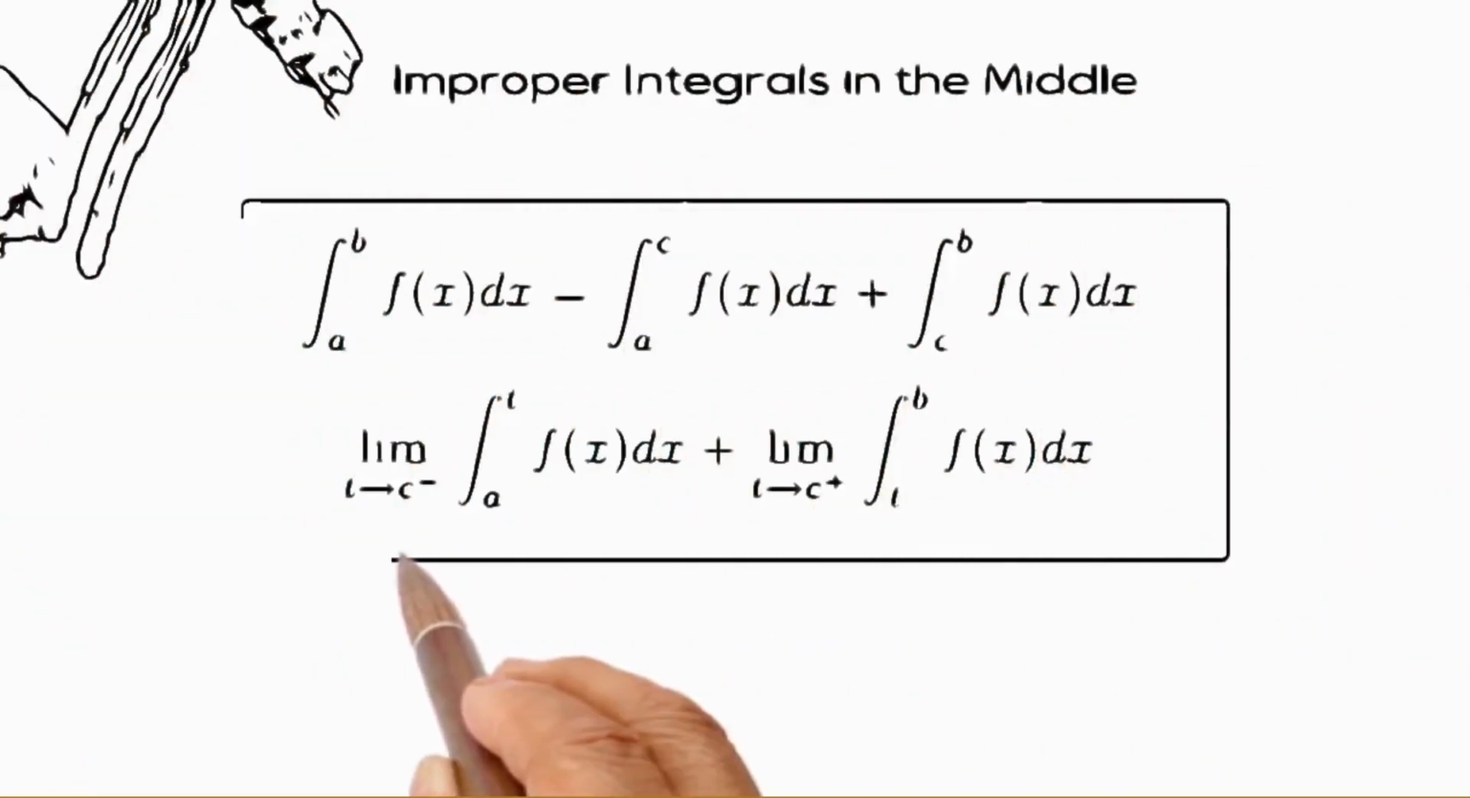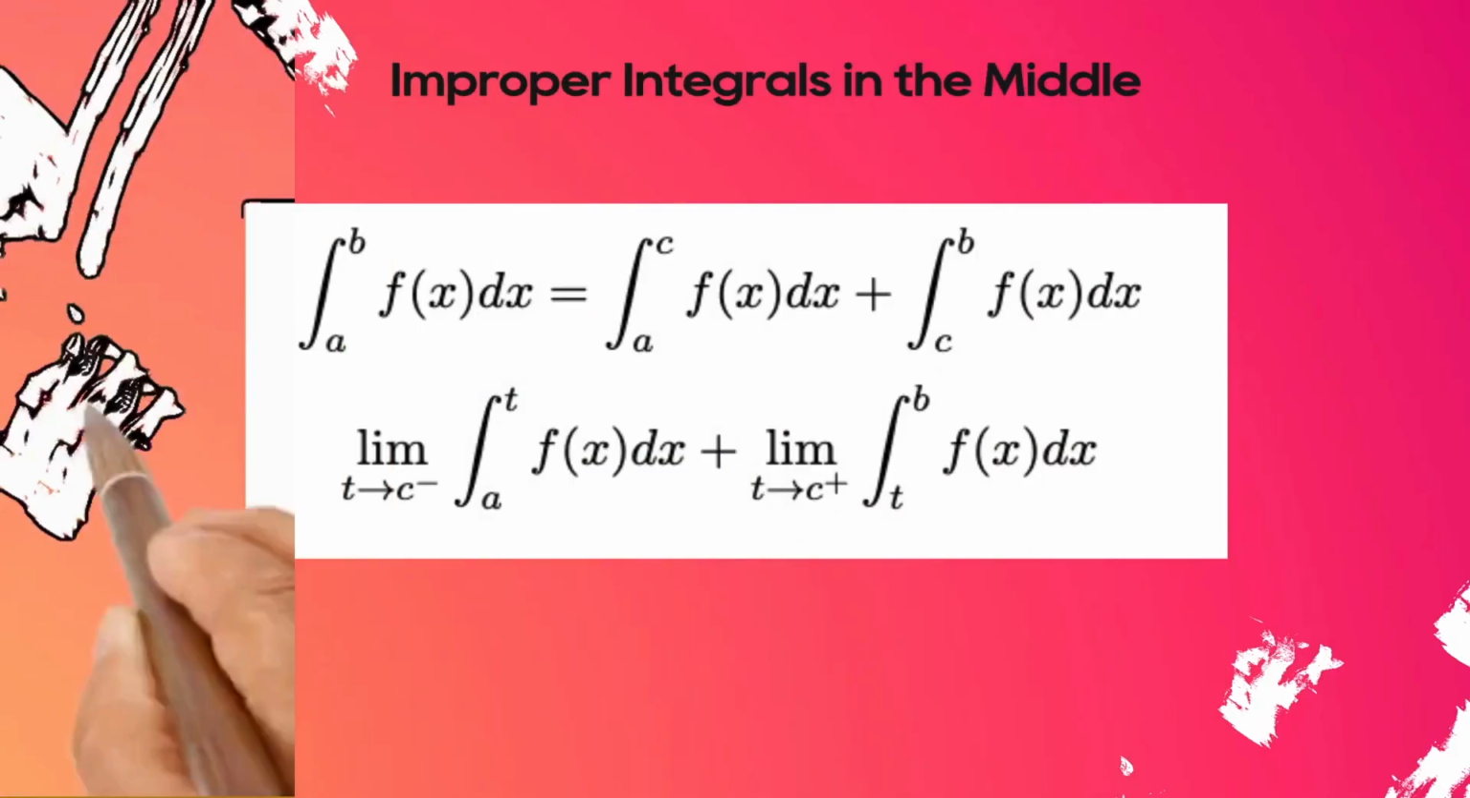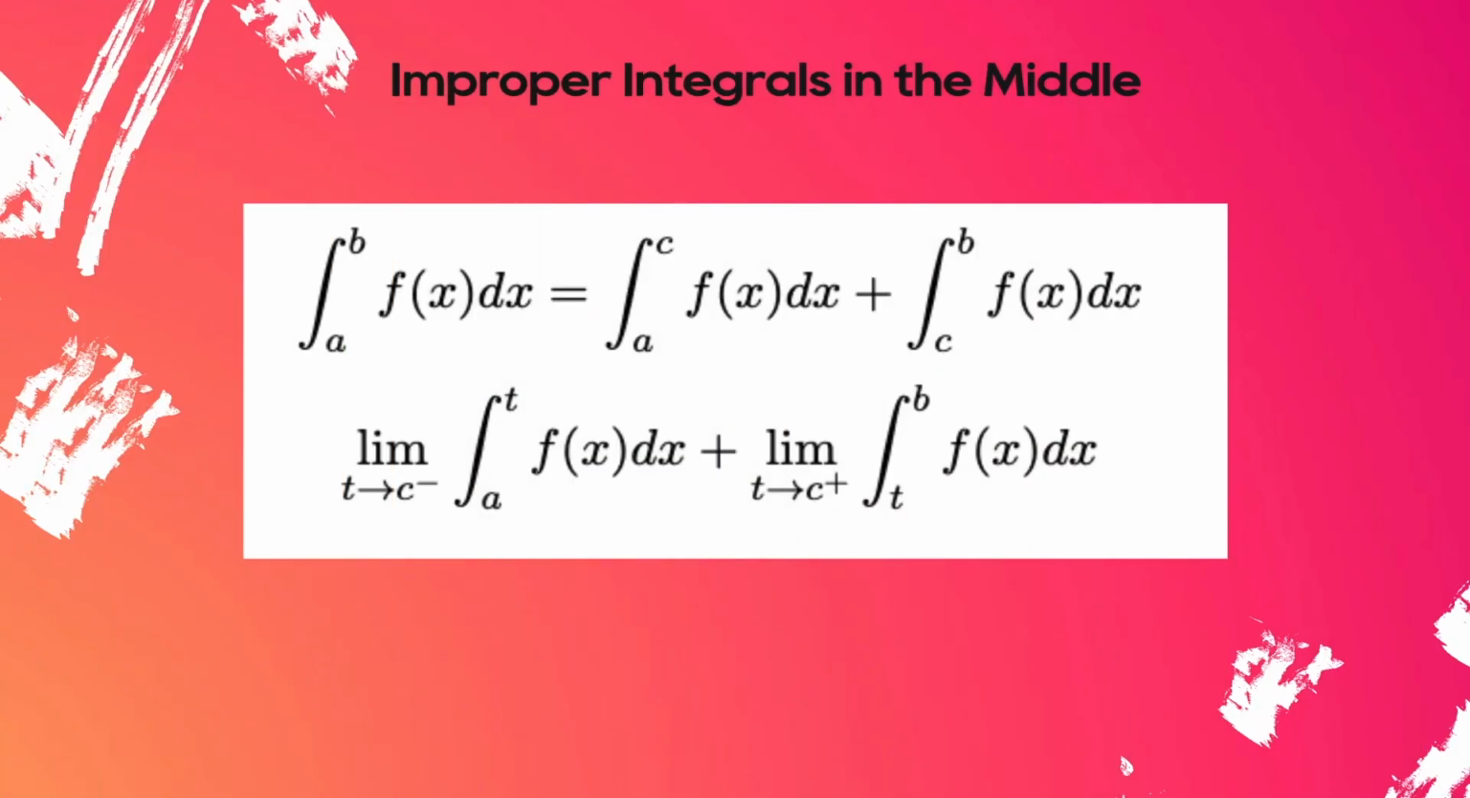Now if f of x is continuous, there's one more form you should know. Sometimes your infinite discontinuity will be in the middle of the integral, such as, let's say we're integrating from a to b, but the infinite discontinuity is at c. So basically you split the integral up. One goes from a to c and the other goes from c to b. And then you make two separate limits, one for each integral, one where t approaches c from the left-hand side and one where t approaches c from the right-hand side. And then you can write this expression.